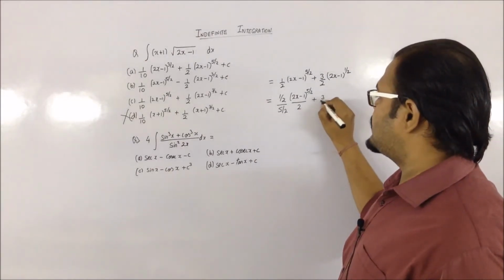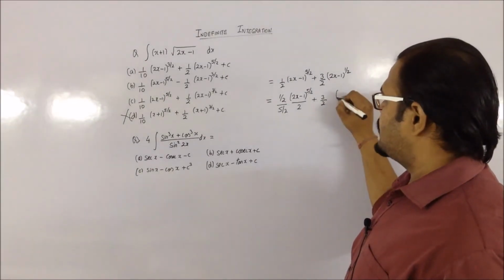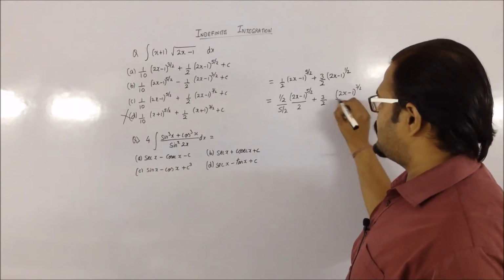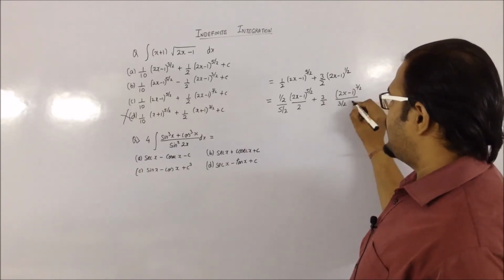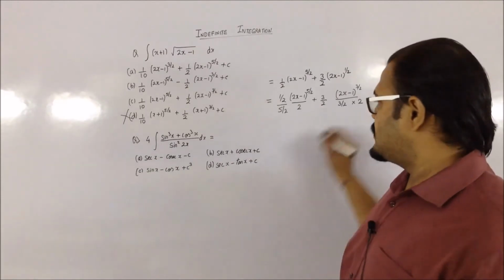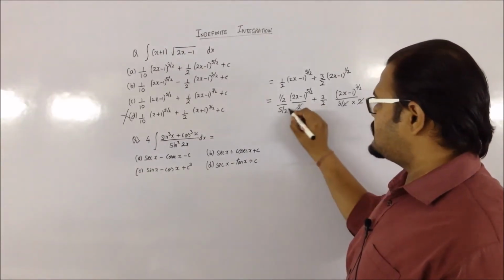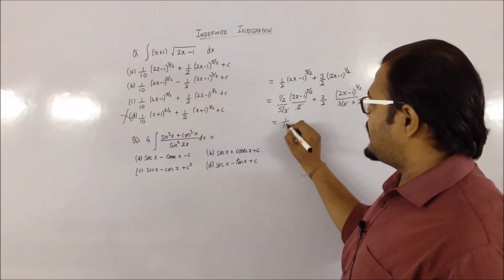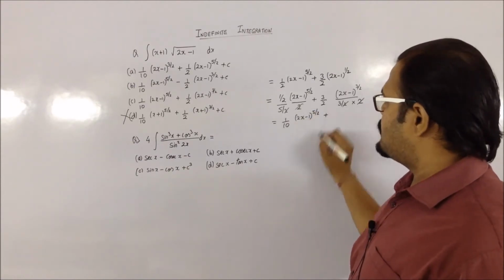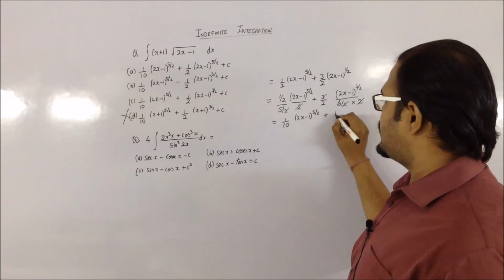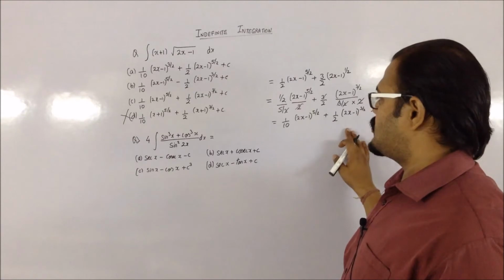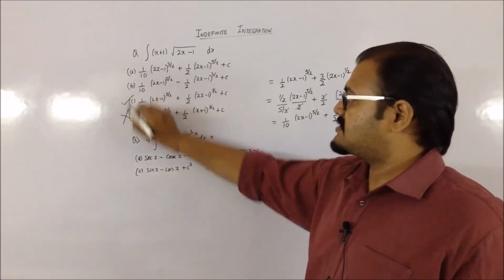Next, this term will be 3 by 2, which is the constant term. The integration of this is (2x minus 1) raised to 3 by 2, because it's plus 1 of that, divided by 3 by 2 and divided by the coefficient of x. So now this 2 gets cancelled. You will be having 1 by 10 of (2x minus 1) raised to 5 by 2, plus the 3 gets cancelled and you are having 1 by 2 (2x minus 1) raised to 3 by 2. So your option basically is going to be your C.